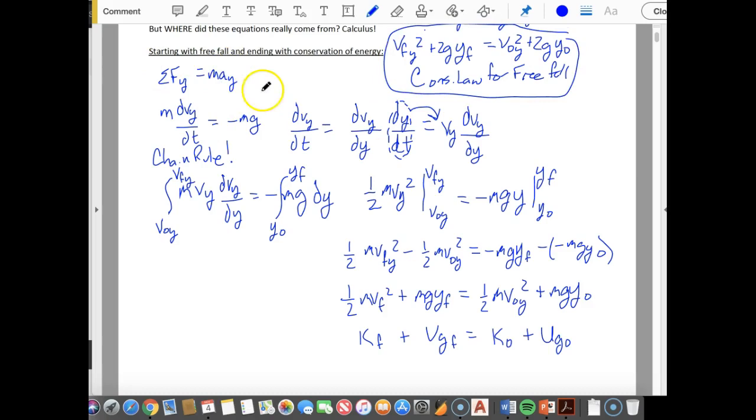Going through and starting with the sum of the forces is equal to the mass times acceleration in y, and then using the chain rule. Once we use the chain rule, we can then differentiate. We can then integrate on both sides. Once we integrate both sides, we find out this equation. We cross off our m's. We multiply the whole thing by 2, and we end up with this conservation law for free fall. So, kind of a neat little derivation from calculus.